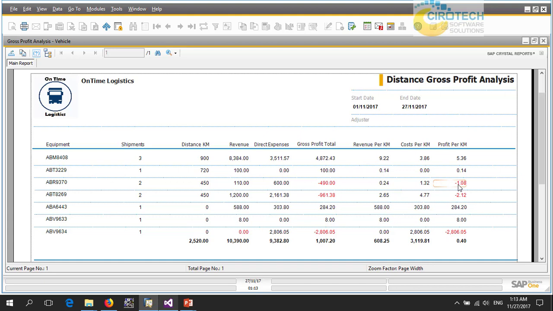And in this particular case, the third vehicle is making a loss of about 1 kwacha per kilometer. And you can go and run the vehicle statement in order to get the detailed breakdown of how that number is made up.